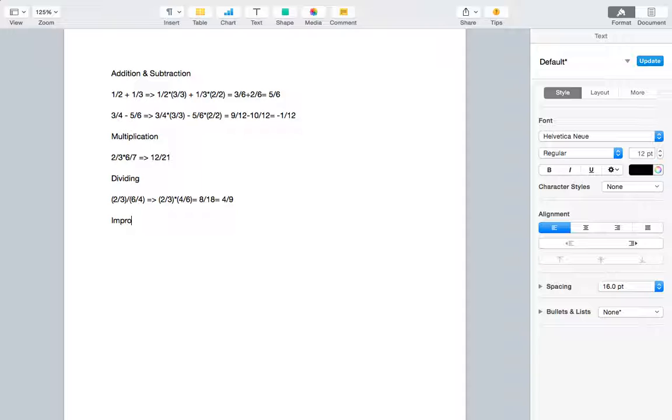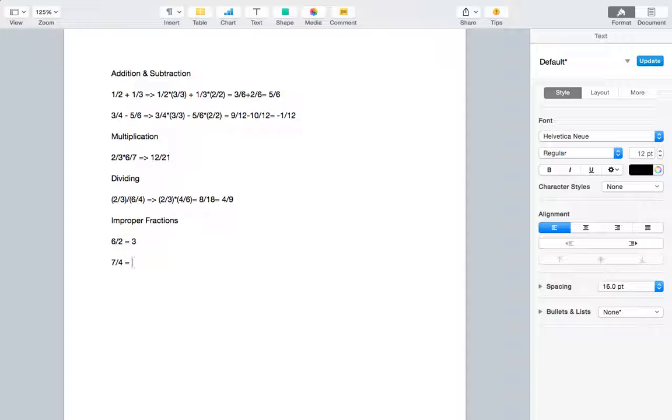Improper fractions. So 6 over 2. In this case it's easy. 2 goes into 6 how many times? 3. That's how you change it to a whole number. But what if it's not that simple? Okay.